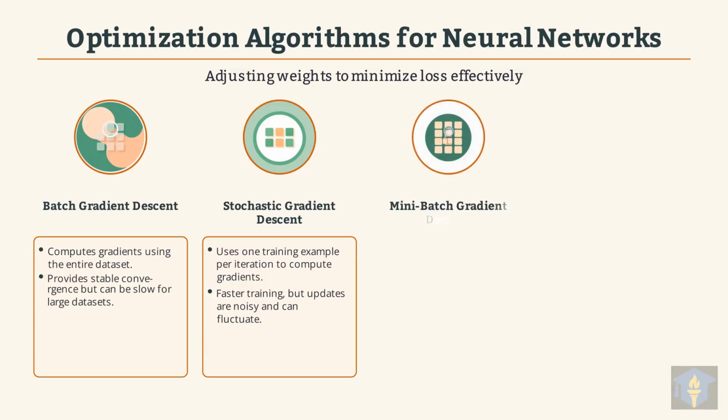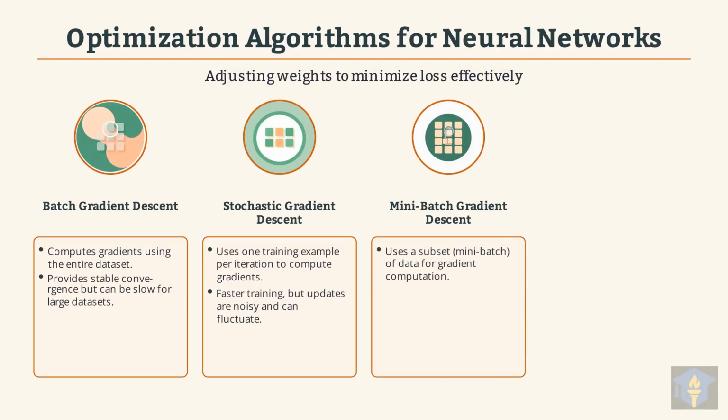Minibatch gradient descent strikes a balance, using a small subset of data for updates. It computes gradients using a small subset, or minibatch, of the training data in each step. This method effectively balances the training efficiency of SGD with the convergent stability of batch gradient descent.